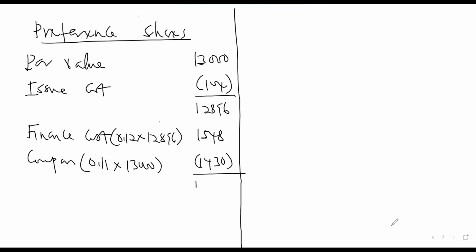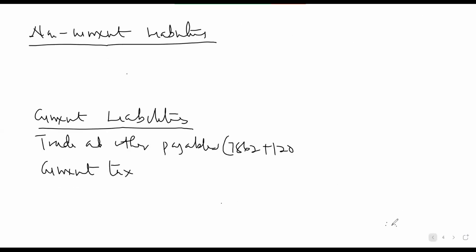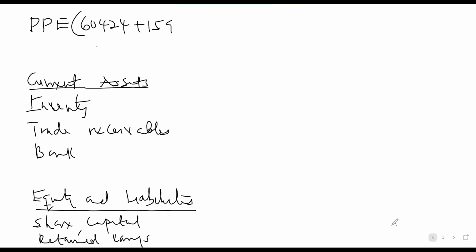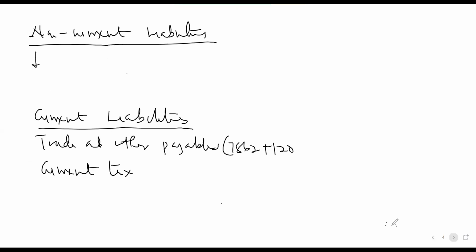I'm having 13,014. Is that correct? Yes, sir. Okay. So the preference shares, what is the figure given to you in the statement of financial position? 13,000. Okay, so the preference shares will now be under the non-current liability.